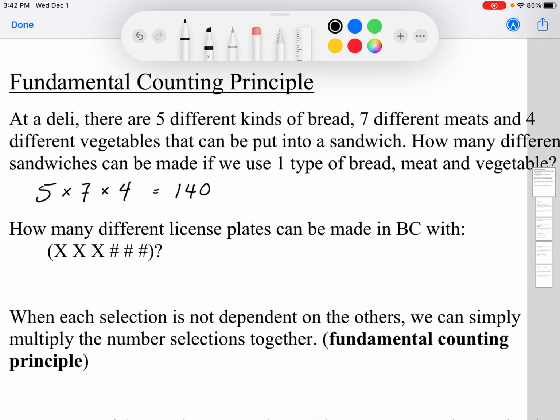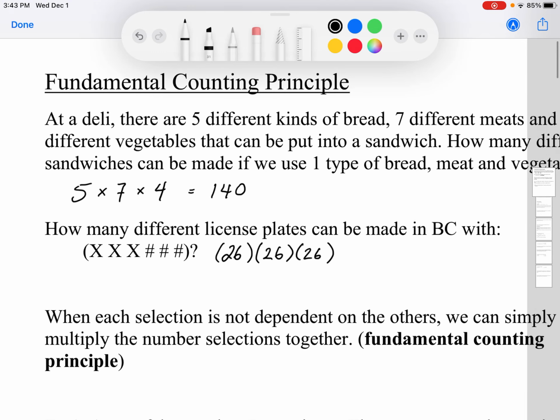The same can be done with license plates. License plates in BC, although it's changed now, used to be just 3 letters, shown with XXX as 3 different letters, and then 3 numbers. There's 26 letters that we can have for the first letter. And if we can have repetitions, for example, A and then A, we can have 26 more letters for the second, and we have 26 possibilities for the third. And we can combine this all as groups or with multiplication.